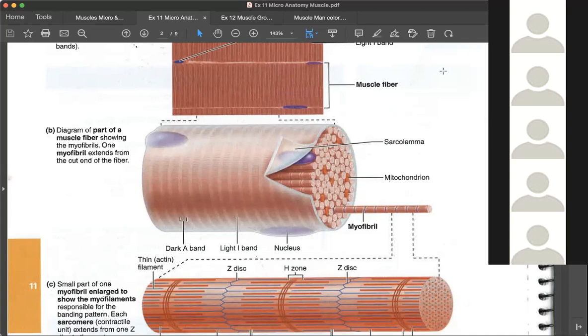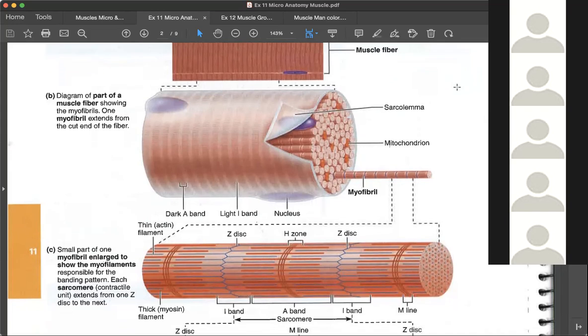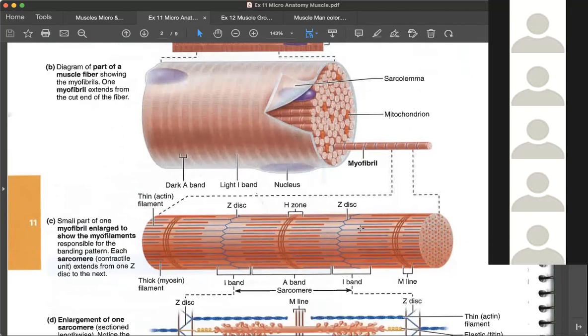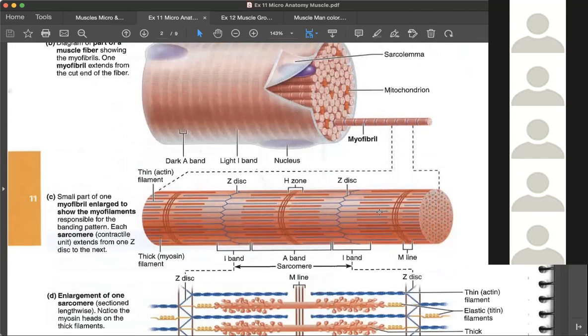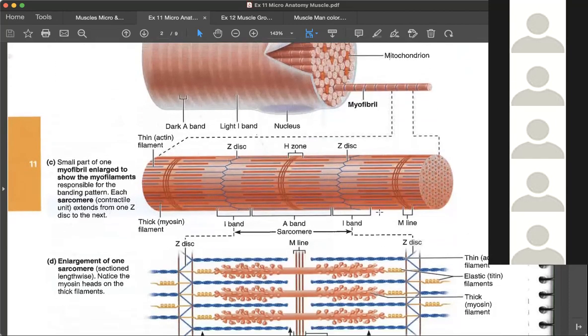So sarc refers to flesh, so you'll see sarc a lot with muscle. Sarcomere, sarcolemma, sarcoplasmic reticulum. Instead of the endoplasmic reticulum, it's the sarcoplasmic reticulum, a little specialized in the skeletal muscle. So again, the muscle fiber that you're seeing here is packed full of myofibrils, these little straw-like long cylindrical organizations of your myofilaments, your actin and myosin.